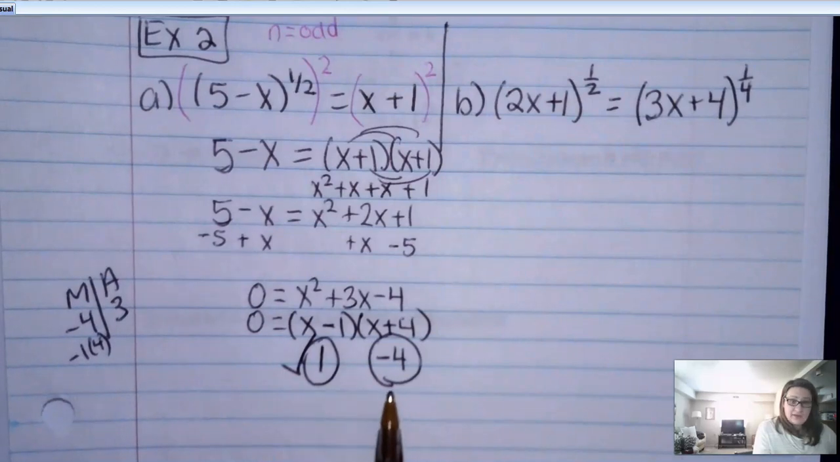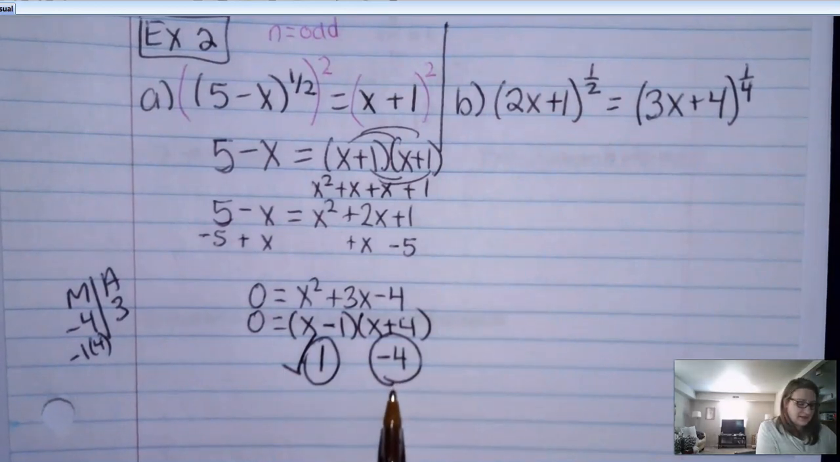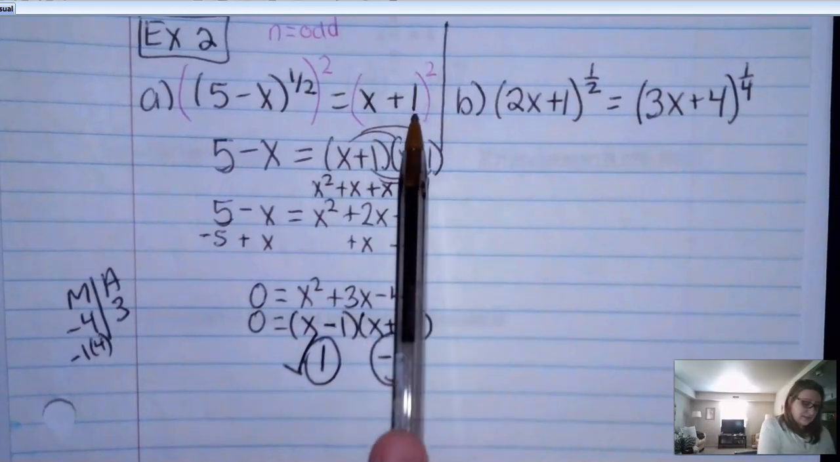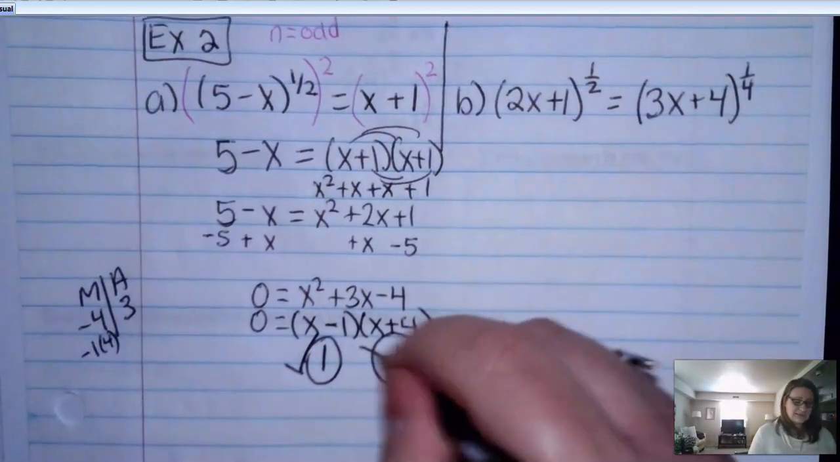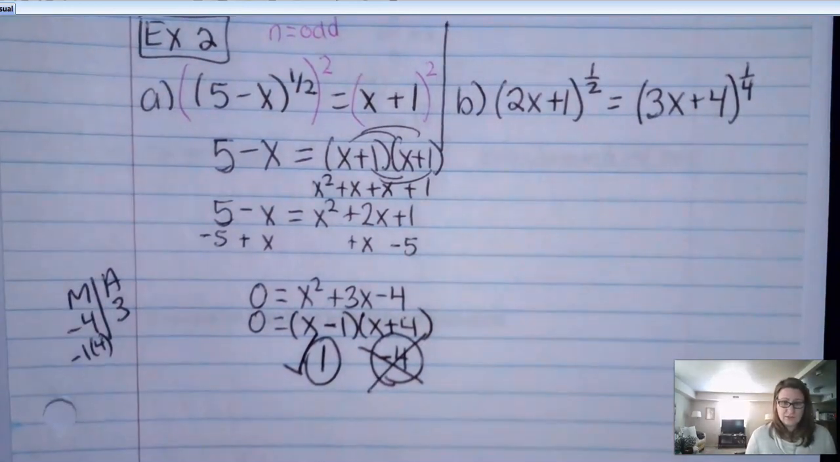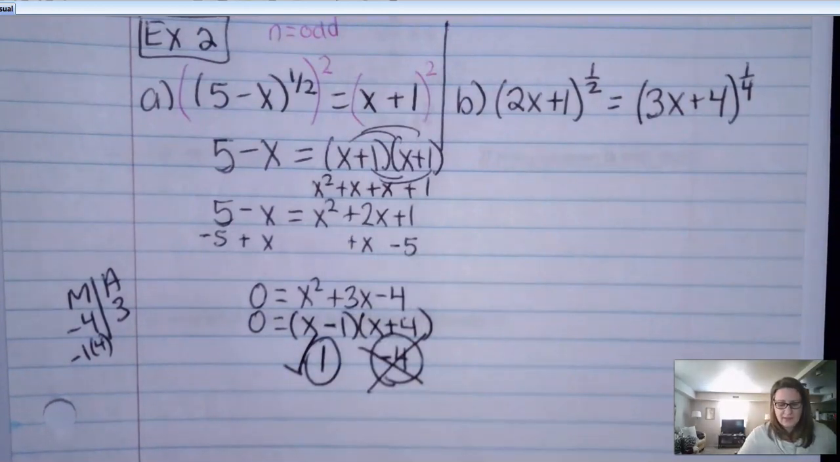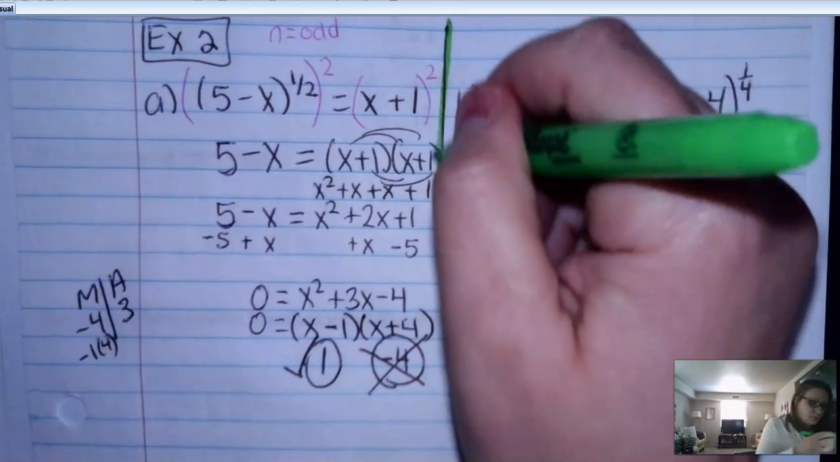If I check the -4 though, if I do -4 plus 1, that'll give me -3. So this -4 is going to be an extraneous solution. So my only answer to that question is 1. We did all the algebra right, but it's that act of squaring that can cause you to have an extraneous solution. Okay. We're going to do one more.